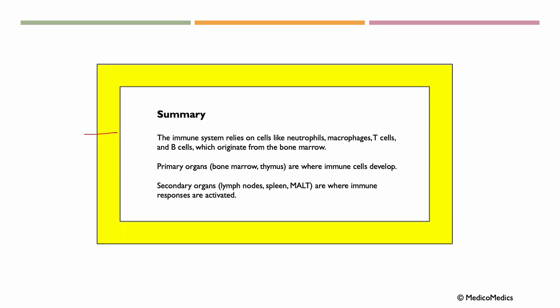So in summary then, the immune system relies on cells like neutrophils, macrophages, T cells, and B cells, which all originate from the bone marrow. Primary organs include the bone marrow and thymus, and this is where immune cells are produced and undergo development and maturation in the thymus when we're talking about the T cell. Then we have the secondary organs like our lymph nodes, spleen, and MALT, and this is where immune responses are activated.